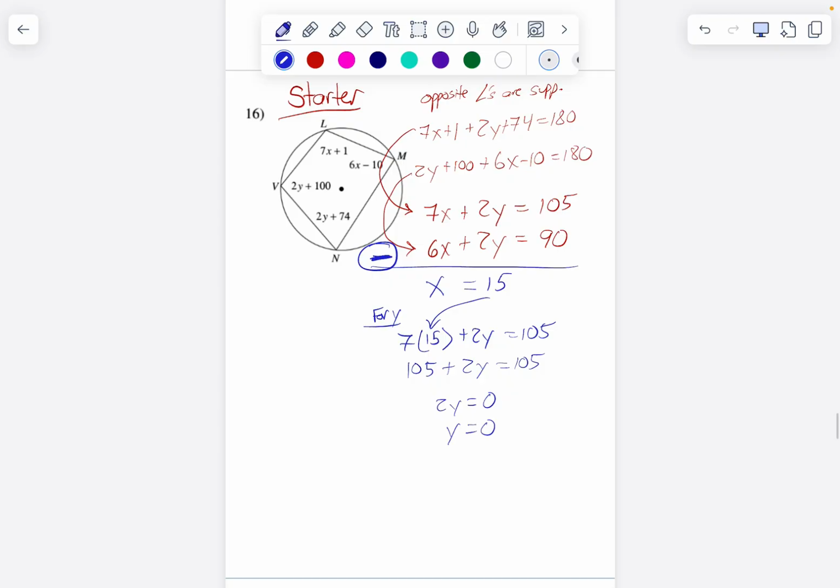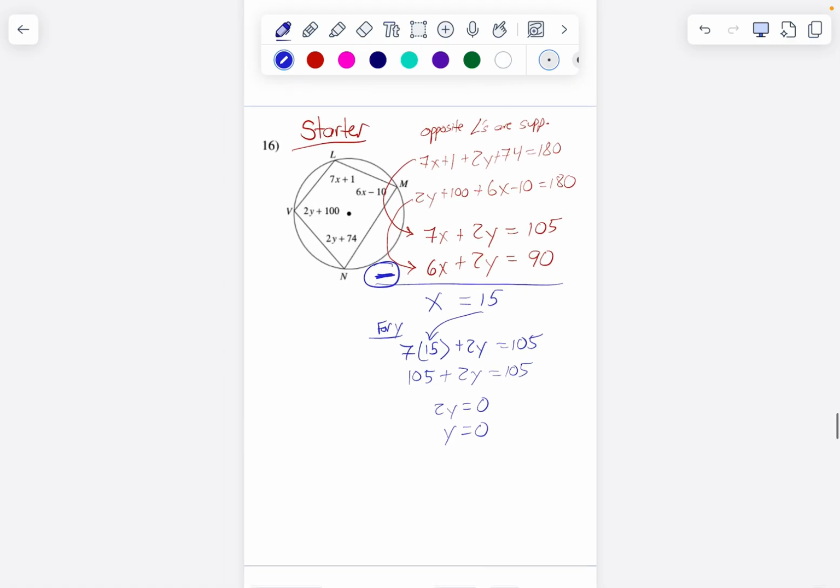So nothing in it is really any harder. It's just more of it. But it's pretty cool to be able to solve for 3 variables. How'd you do? Anybody get x is 15, y is 0? Yeah, good, good, good. Okay.